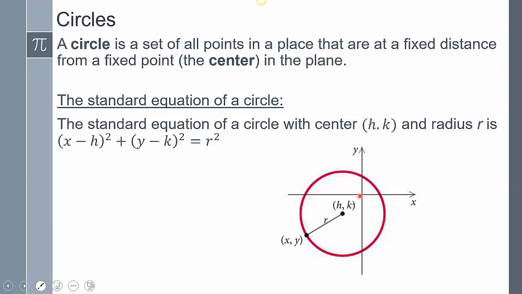So as you can see, it shifted (h, k), and then the distance from that center is going to be the radius r. And so it's going to be every single point from that radius all the way around, that distance there.